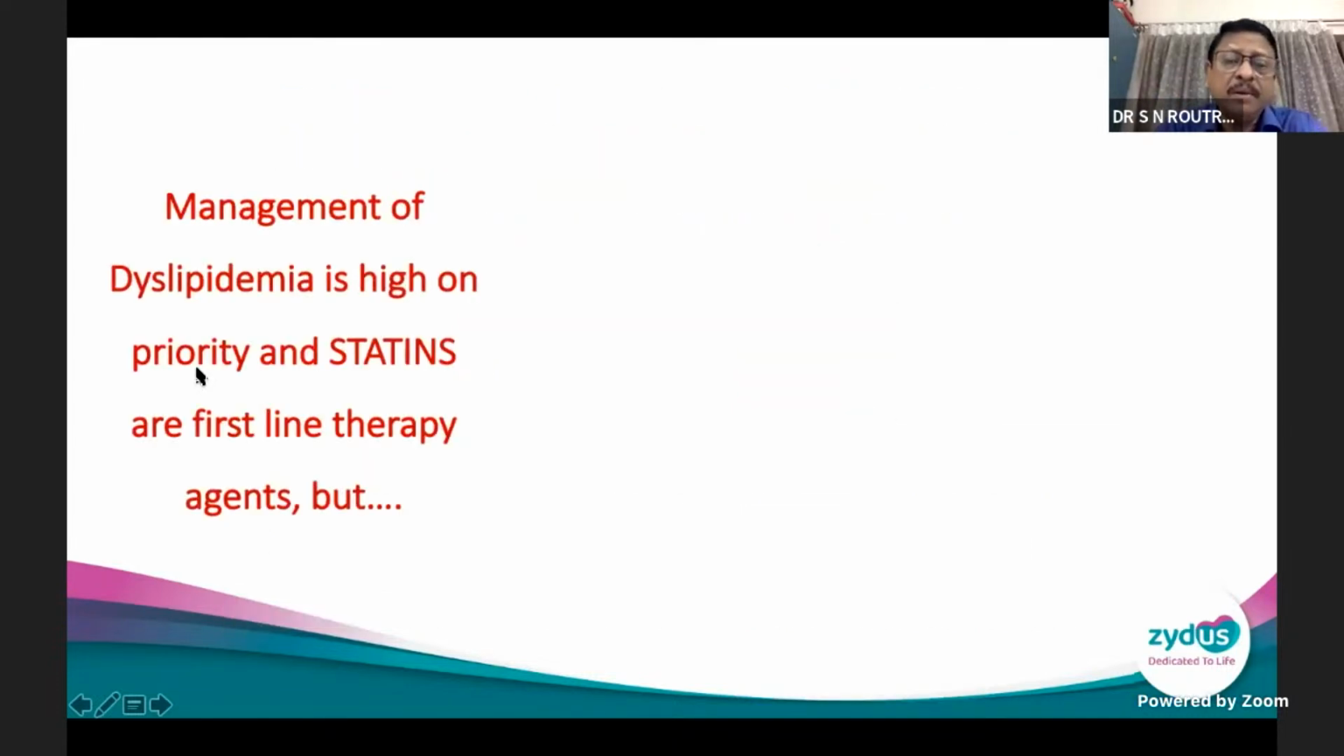So the management of dyslipidemia, particularly high on priority, and statins are first-line therapy agents. As we all know, the management of dyslipidemia just revolves around the LDL cholesterol, and the treatment is statin. Many non-statins have come up, but the statins have clearly shown benefit as regards outcomes, death reduction, reduction in cardiovascular mortality and cardiovascular morbidity, particularly non-fatal stroke and non-fatal MI. So statin has priority as the first line of therapy.